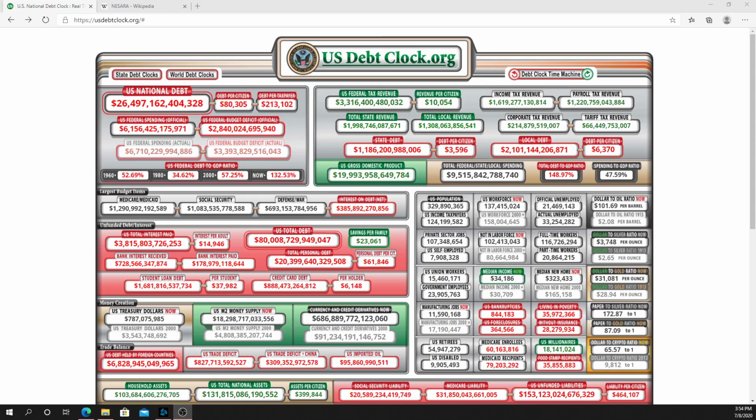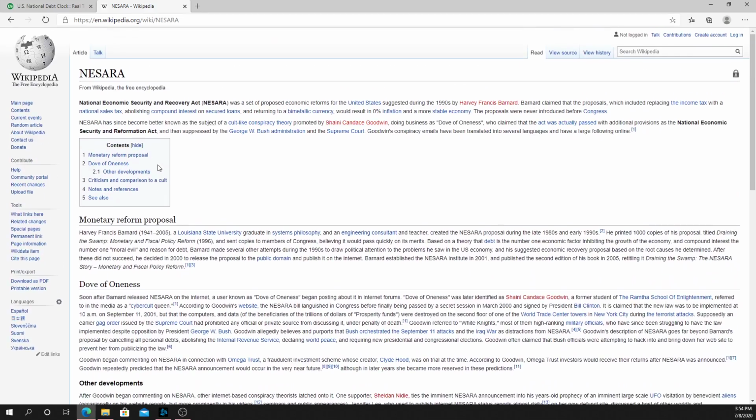So, how do you recover from something like this? Interestingly enough, not too many people have heard of the National Economic Security and Recovery Act that was suggested in the early 1990s, I believe, according here to Wikipedia. And what is claimed that the proposal is, it would completely replace the income tax with a national sales tax, abolish compound interest on secured loans, and return to a bimetallic currency like gold and silver. And this would result in 0% inflation and a more stable economy. And we were looking at this in the 1990s. The economy then was completely crashing.